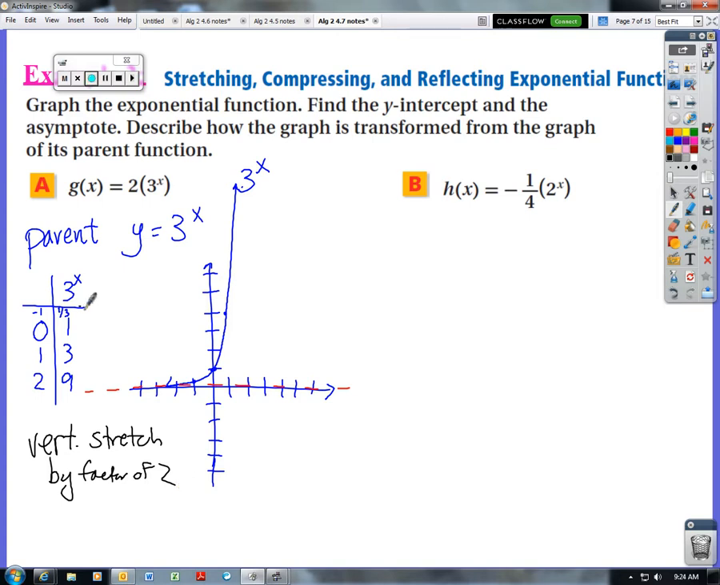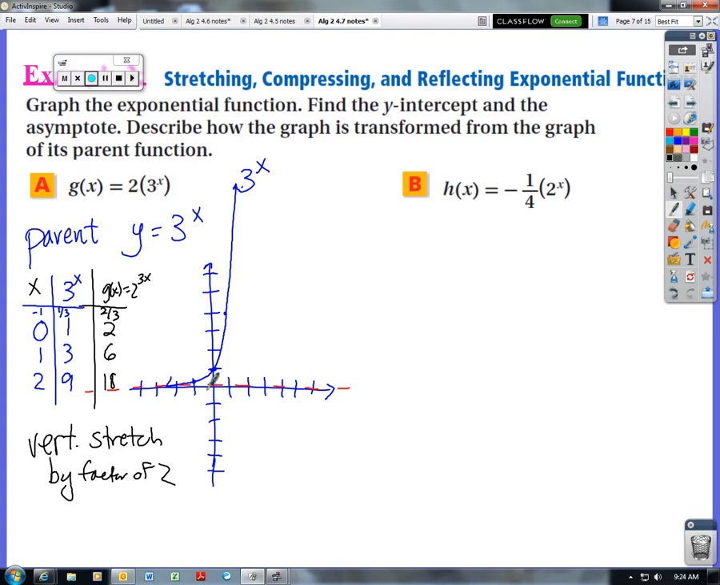So what I can do in my t-chart here is I can make a little new column for g of x equals 2 to the 3x. My x's are still the same. I'm multiplying my y's by 2. So 1/3 times 2 is 2/3. 1 times 2 is 2. 3 times 2 is 6. And 9 times 2 is 18.